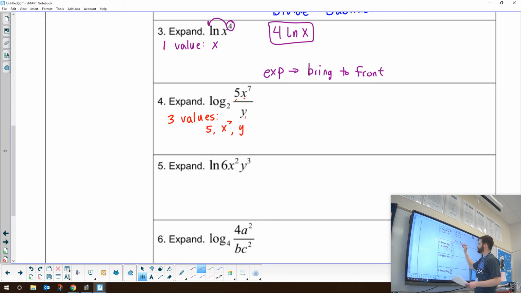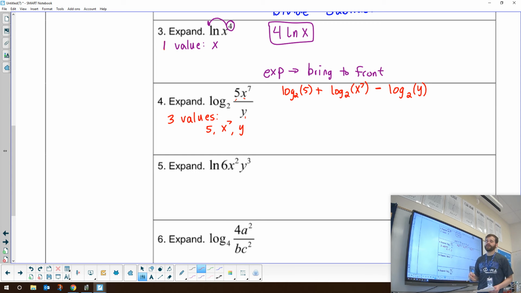And my base is 2, so what we're going to do is write out log base 2 of my first number, which is 5, plus my second value here, because we're multiplying those two together, so plus log base 2 of my second one, which is x to the 7th, minus, and that's the important part, that minus this log base 2 of y. Okay? So, remember, you can write it with parentheses or without parentheses. It doesn't matter. So, here's how I've written it out.